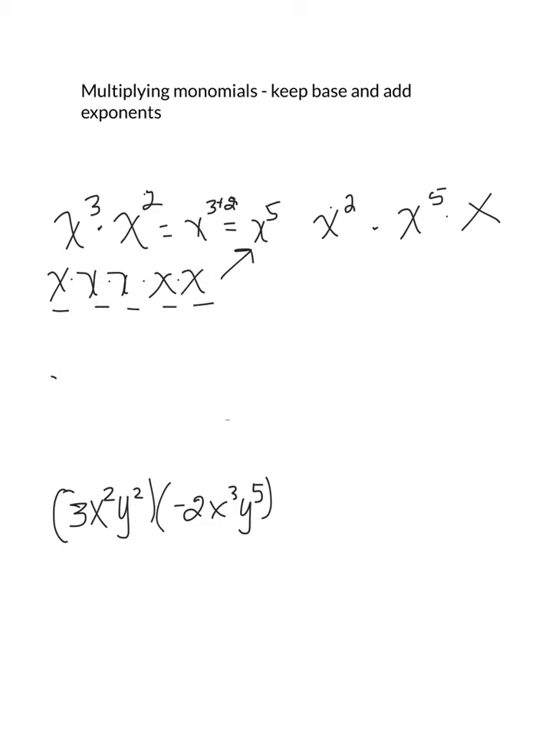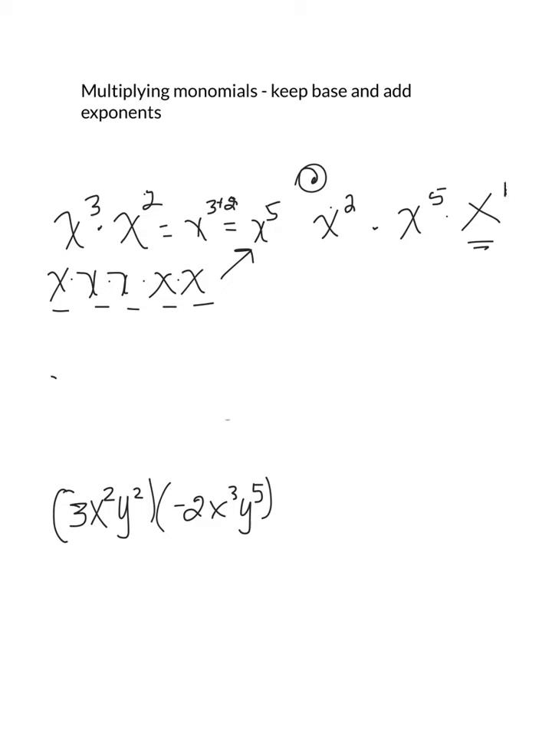So in this second example, you have x to the second times x to the fifth times x. What a lot of students see here is they'll say, oh, okay, well that's x to the second, so 2 plus 5. And they'll say, all right, my final answer is x to the seventh. But when you have this x here, this has an exponent of 1.